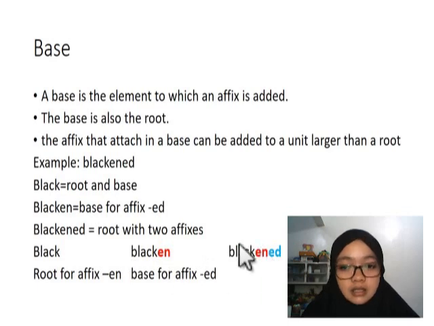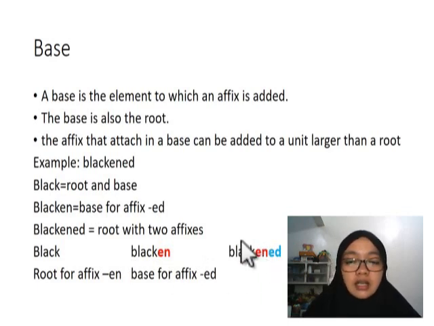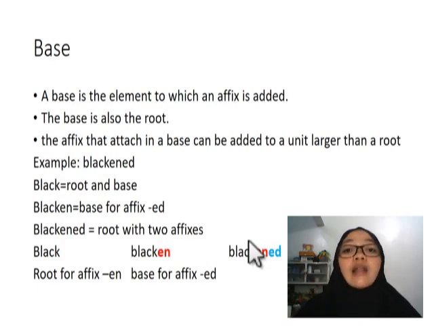Can you draw a conclusion about the difference between root and base? The root is the main core of the word. The root is also the base, and the base is also the root. In this case, the base is the element that can be added with an affix to form a larger structure. You got the point?